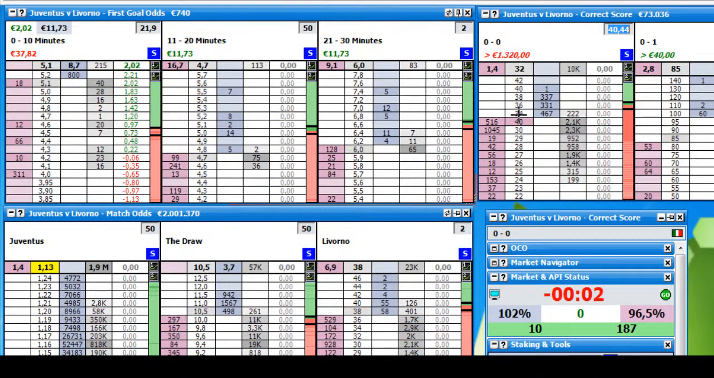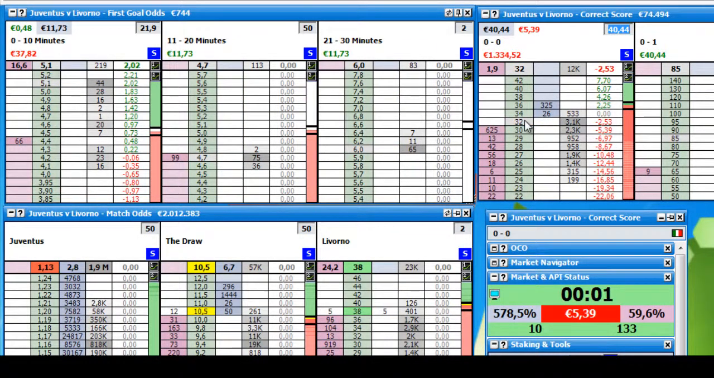Well, I will do that now, because if the game starts, okay, yeah, I can wait a little bit, because if the game starts and you have not laid the 0-0, you're still at risk that if a goal happens, you cannot cover your loss here of 37.82.